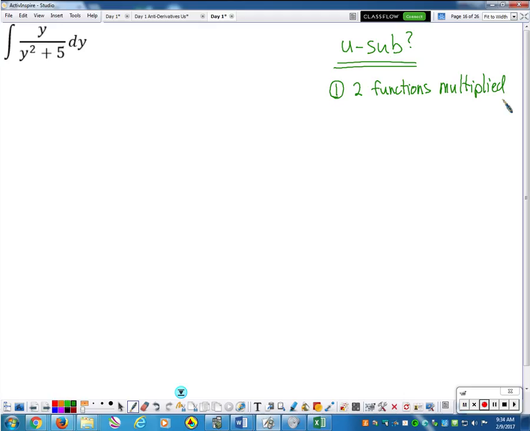This is kind of a stab in the dark, but is the first one y over y squared plus 5, and then the second one would be dy? Really good answer, but not in this case. The reason is that when we're doing an antiderivative, this symbol and this symbol are simply telling us what to do to the stuff in the middle. So they're saying to find the antiderivative of this. So when we're trying to find two functions being multiplied, we're just focused on what I circled. So two functions, one would be y, and the other one would be 1 over y squared plus 5. Perfect.